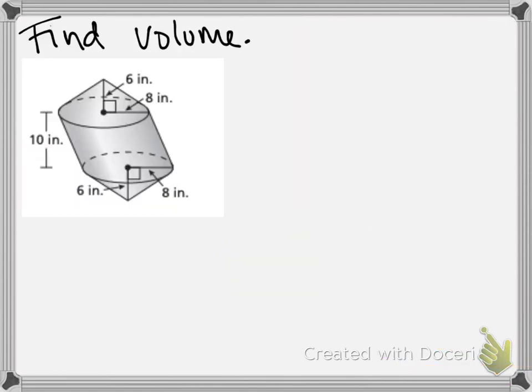This is the last of 11.7. We're going to find the volume. So this is a composite solid because there's more than one solid in this picture. So we're going to break it down. We'll start with the top. And this is a cone.